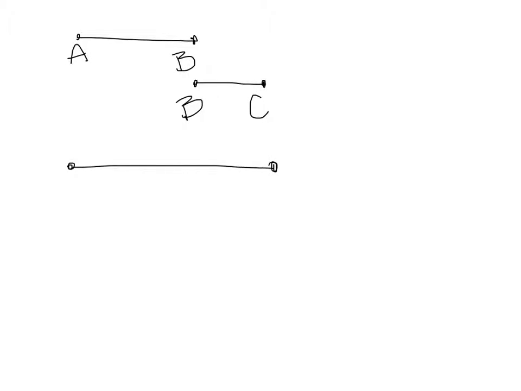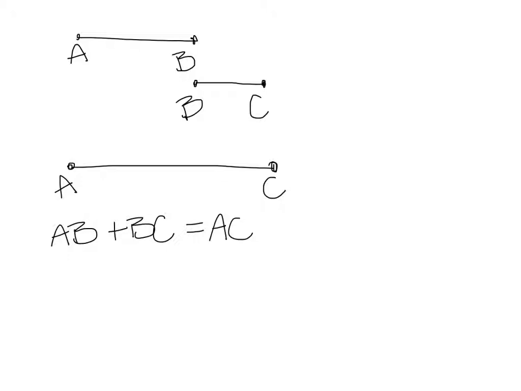All right, let's take a look at segment addition postulate. Segment addition postulate is a rule that states that if you have a segment AB and you add that to a segment BC, in the end you'll end up with a segment that goes from A all the way to C. So we're just taking segment AB plus BC equals AC.